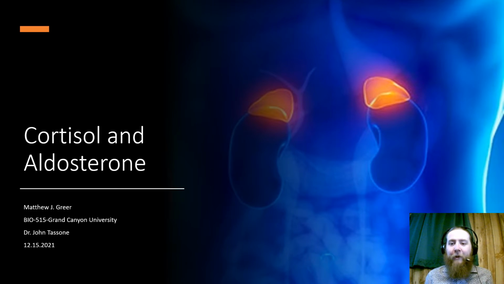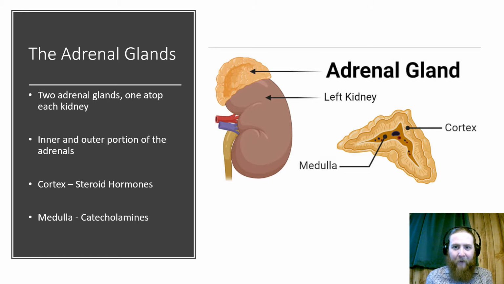Without further ado, let's jump straight into cortisol and aldosterone. We're going to be taking a look at these adrenal glands here, the little hat-shaped ones on top of the kidneys. So first off, the adrenal gland, this little piece here. You have two of them. You have one on top of each kidney. Ad means next, and renal means kidney. So adrenal, if you dissect that word together, means next to the kidney.